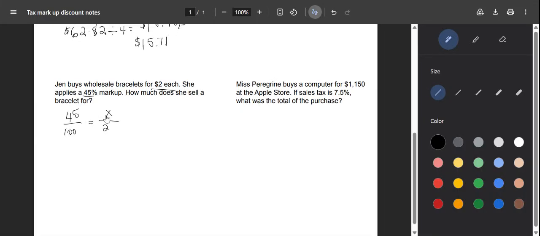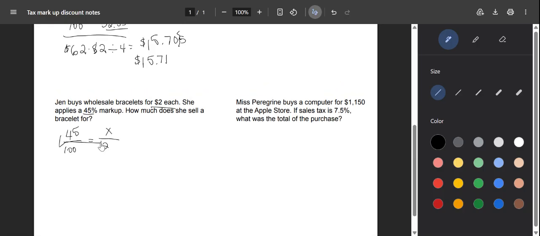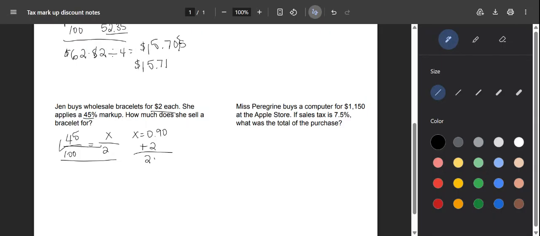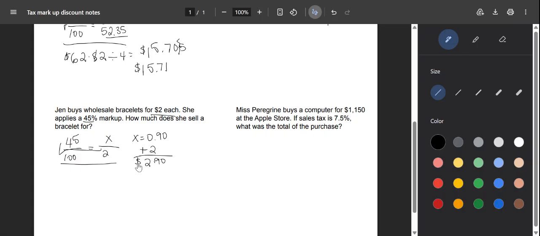So I'm going to solve that, and I'm just going to use the L method. Do 45 divided by 100. That's 0.45 times 2. X equals 90 cents. So that markup gets added back to the wholesale price. So I'm going to add that to 2. Jen is going to sell those bracelets for $2.90.